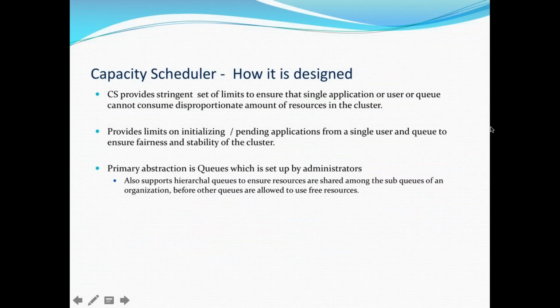So capacity scheduler is designed to provide a stringent set of limits. It provides a strict set of limits to ensure that a single application or a user cannot consume a disproportionate amount of resources. We'll talk about queues in a short while. So in capacity scheduler you can provide a limit on applications from a single user, and everything is designed on a queue.